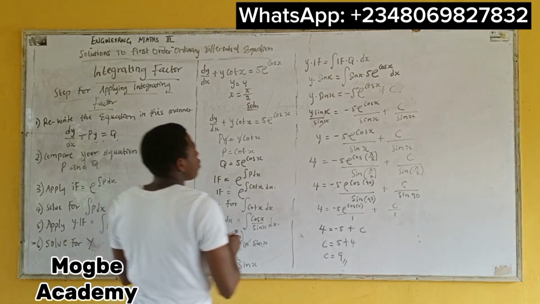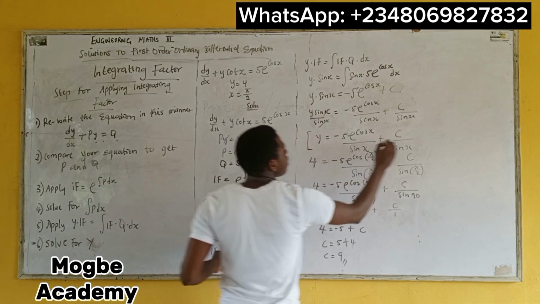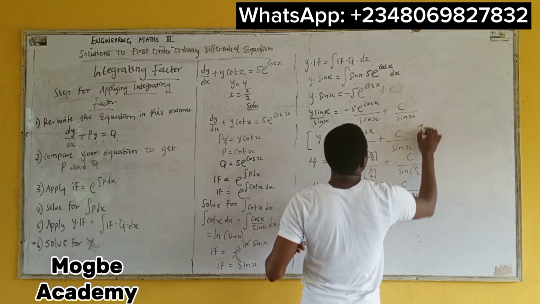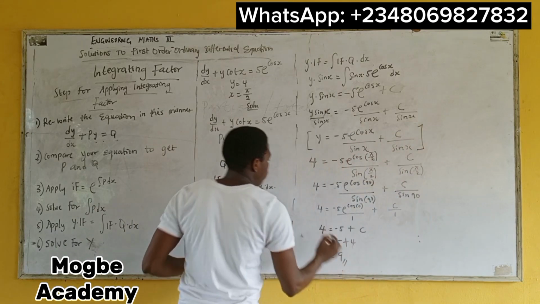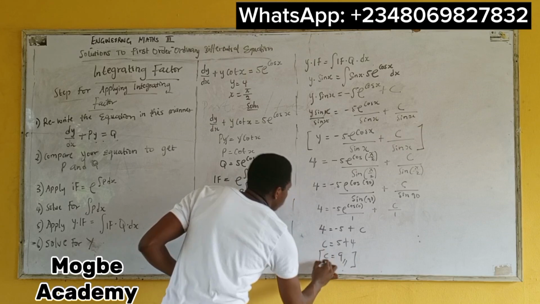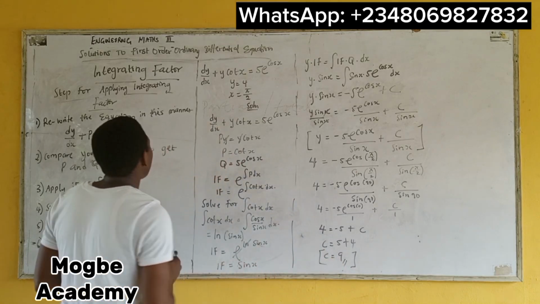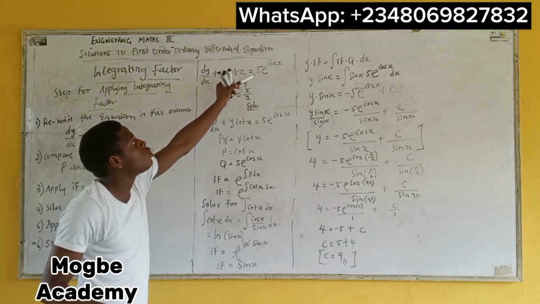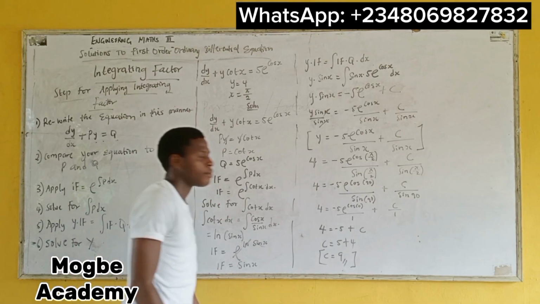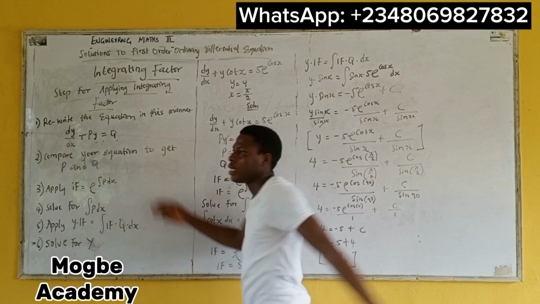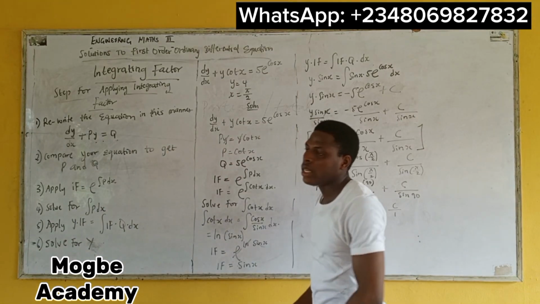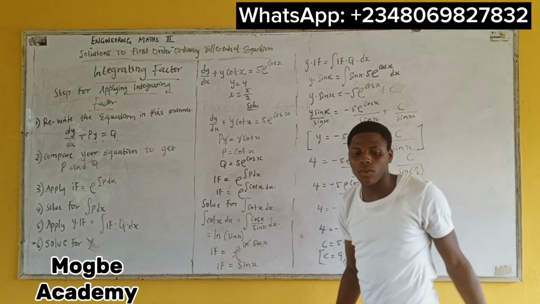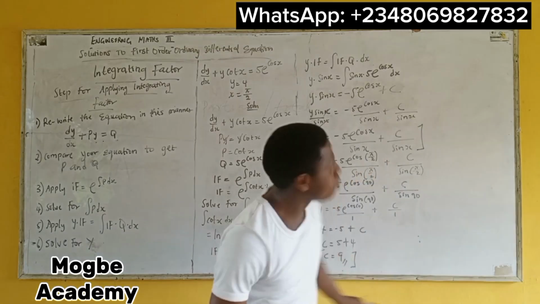We've gotten our equation to be this, and we've gotten our constant to be this. So you solve for the y over the x plus y cos x equal to 5 exponential plus x using your integrating factor. Now let's take one last example before we call it a day.